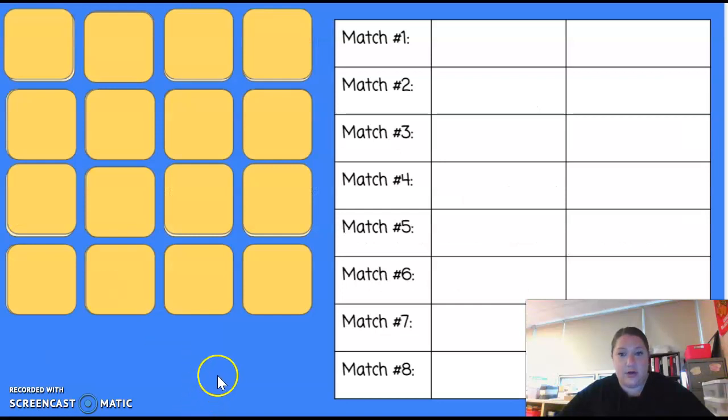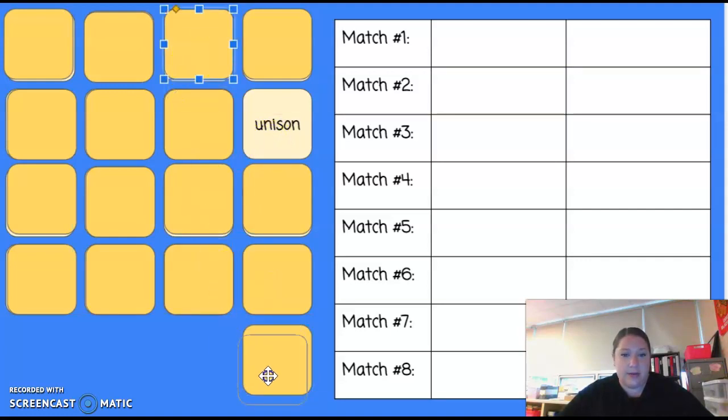So you've seen this game board before, but let's go ahead and do one. I'm going to click and drag this. I found the word unison, so I'm going to be looking for the exact same prefix of UNI. I'm going to click up here. Let's see if I got a match. I did. So this word is unicycle and unison. They both have UNI as their prefix, so I found a match.